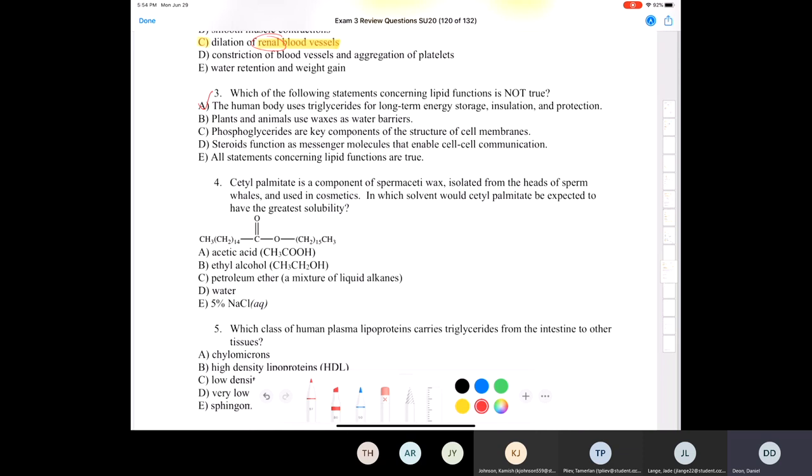The next one says phosphoglycerides are key components of the structure of cell membranes. Well, that's true because a phosphoglyceride is a phospholipid, right, and phospholipids are a big part of cell membranes. Steroids function as messenger molecules that enable cell communication. That's absolutely true. And so that means that the answer is E. All of the statements concerning lipid functions are true.